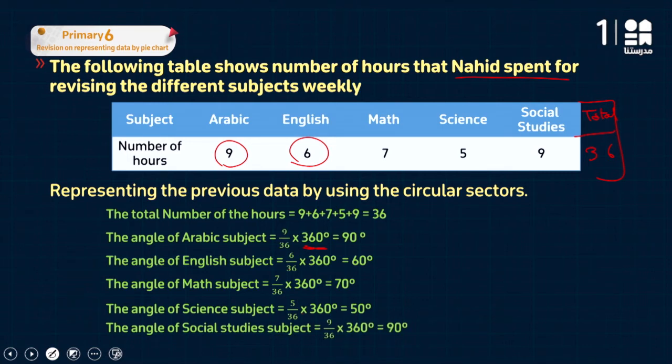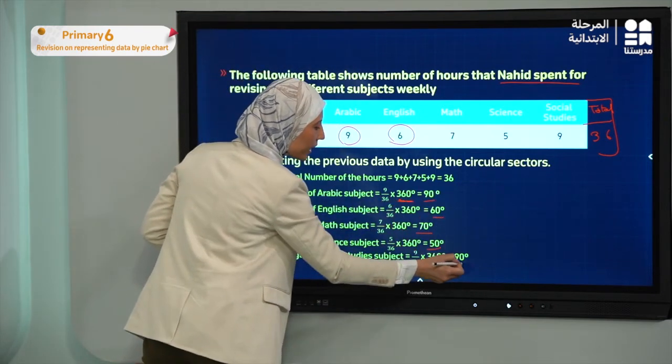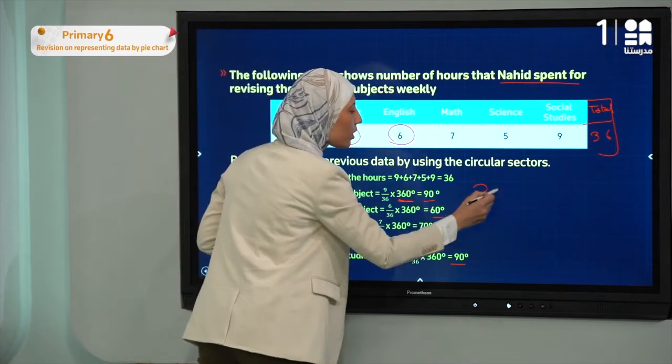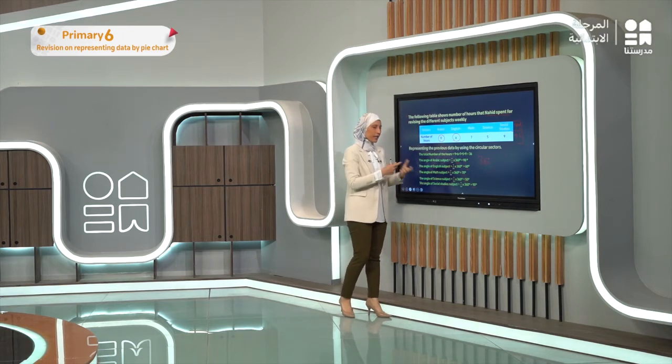The last subject I have is social studies. I will make it 9 divided by the total number of hours, times 360, the total of my angles, so it will give me 90 degrees. Now I have 90 degrees, 60 degrees, 70 degrees, 50 degrees, 90 degrees. If I add them, I must have the total 360 degrees. This is a step I always do, a calculation just to make sure none of my angle calculations is wrong, and it's easy to calculate.